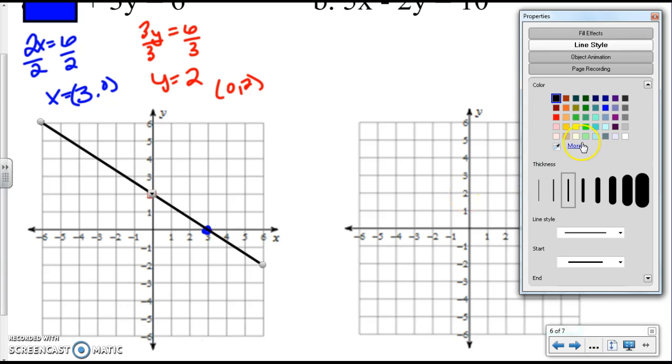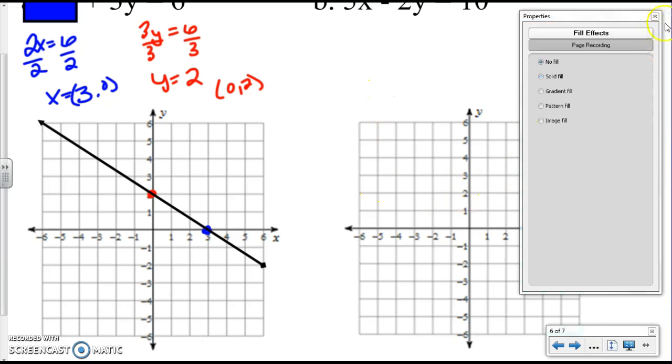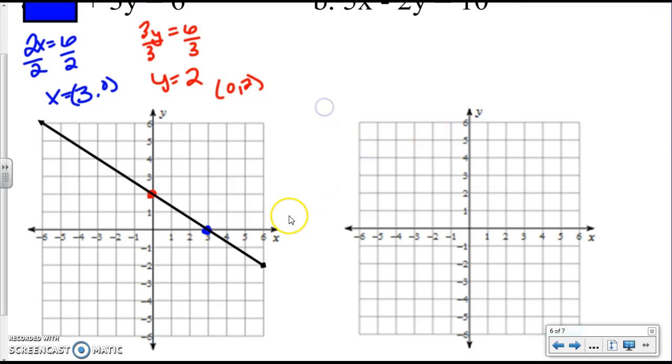And let's go and change these properties. We're going to make this an arrow at the end, and I am done. Pretty easy. That's not the arrow I wanted, but it's close enough. Okay, let's do one more.